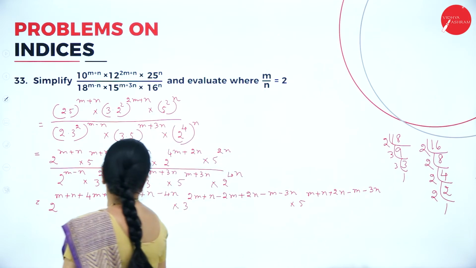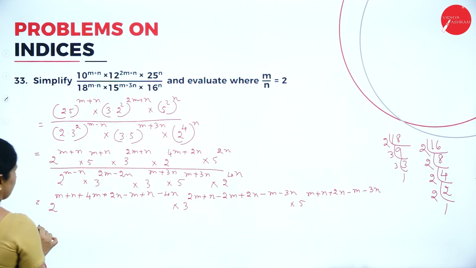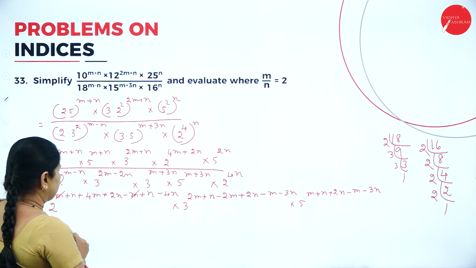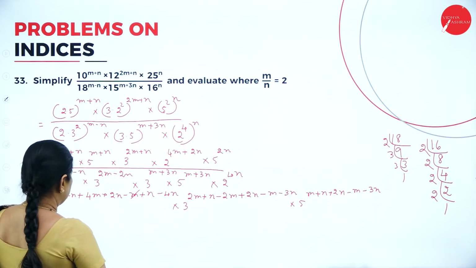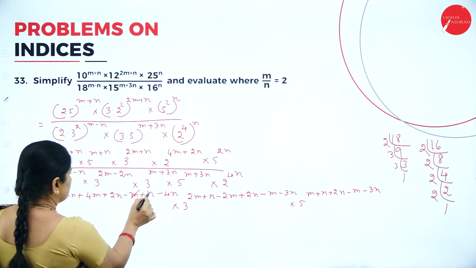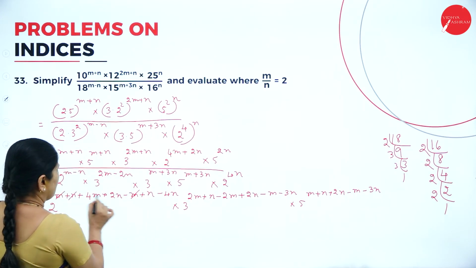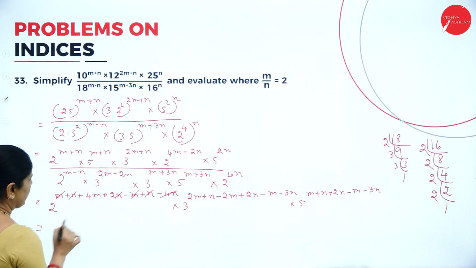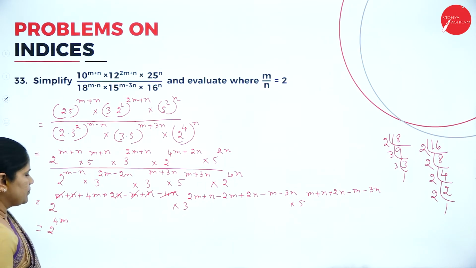Now we simplify all this. So when I simplify this, I have one m positive, one m negative. Then I have here 2n, 3n, 4n. So all these will get cancelled by minus 4n. So I am left with 2 to the power of 4m.